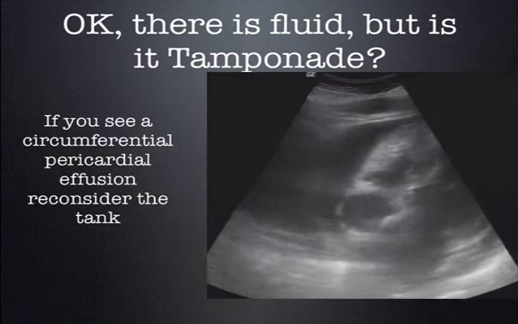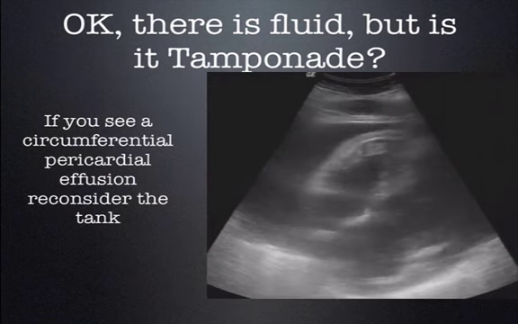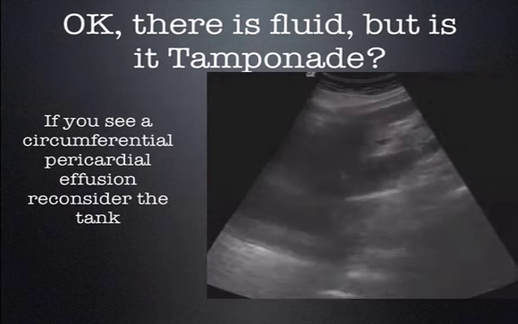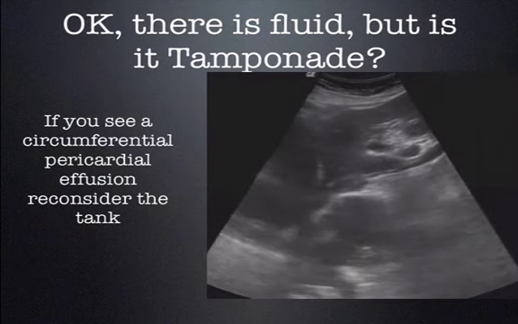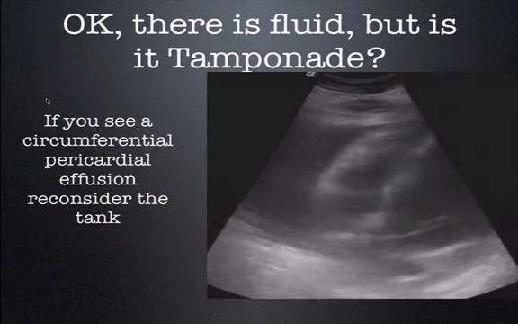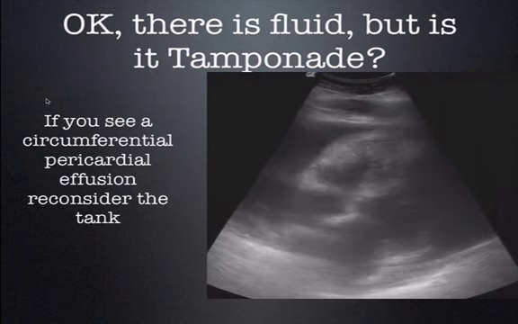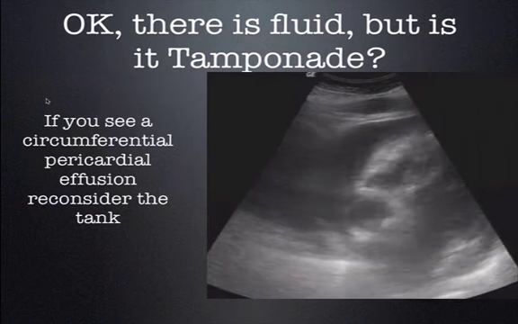Now, we can see here, this is a subcostal 4-chamber view of the heart. It's a little bit grainy, not the best image available, but we see a large pericardial effusion. Looks concerning for pericardial tamponade, but there's our IVC. And our IVC is completely collapsing. This is not pericardial tamponade, and that's what I encourage you to do. If you see a pericardial effusion, big or small, consider what the IVC is doing.